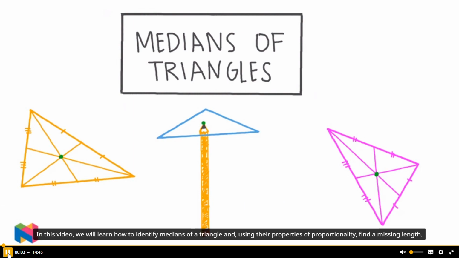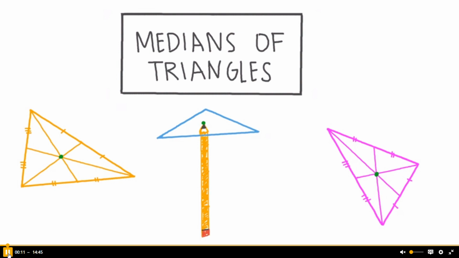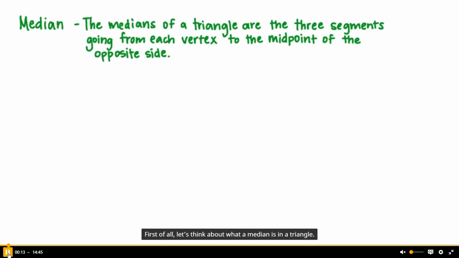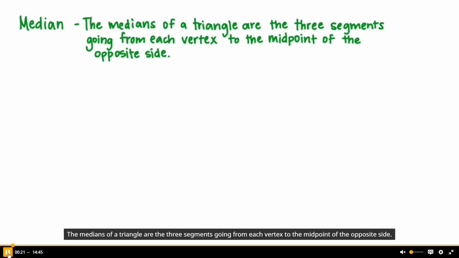In this video, we will learn how to identify medians of a triangle and use the properties of proportionality to find the missing length. First of all, let's think about what a median is in a triangle. The medians of a triangle are the three segments going from each vertex to the midpoint of the opposite side.